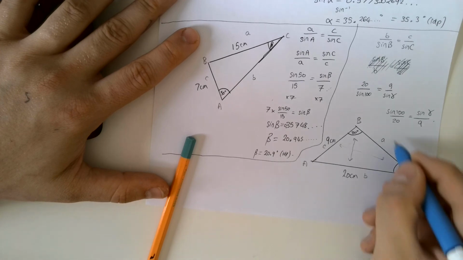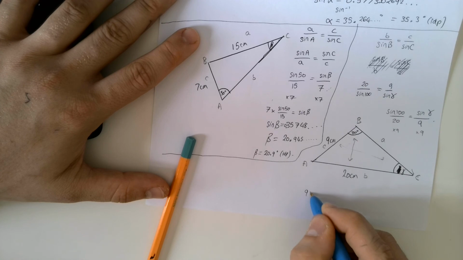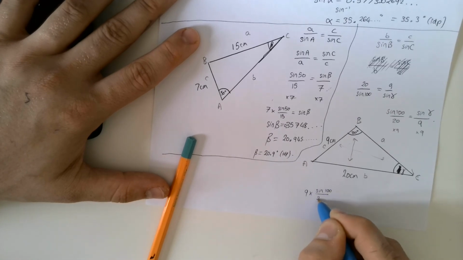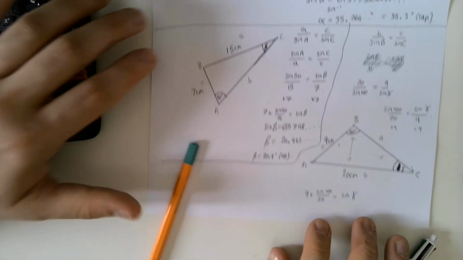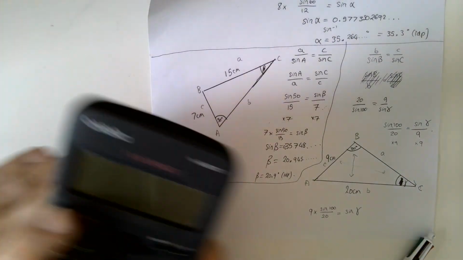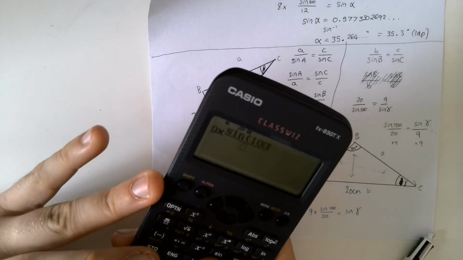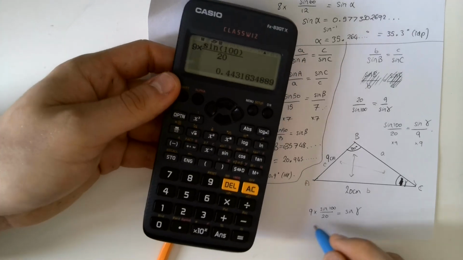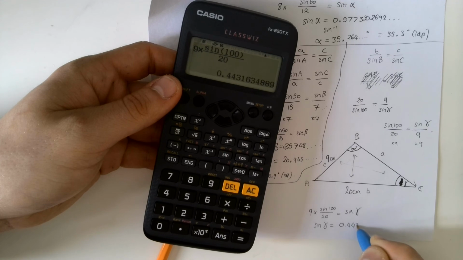So that is going to be multiplying both sides by 9. Give me down here 9 times sine 100 over 20 equals sine gamma. I'm going to type that all into my calculator. 9 times sine 100 over 20 gives me that answer there. The sine gamma is 0.44316, etc.